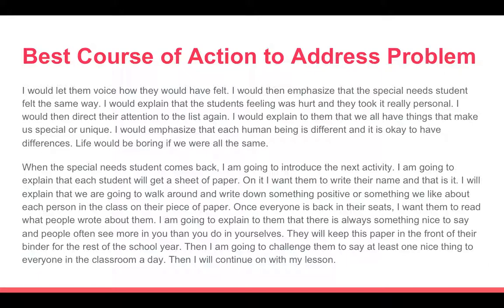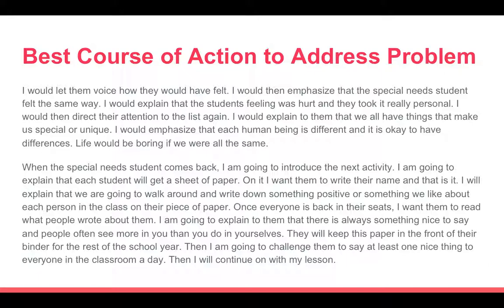When the special needs student comes back, I'm going to introduce the next activity. I'm going to explain that each student will get a sheet of paper. On it, I want them to write their name, and that is it. I will explain that we are going to walk around and write down something positive or something we like about each person in the class on their piece of paper.